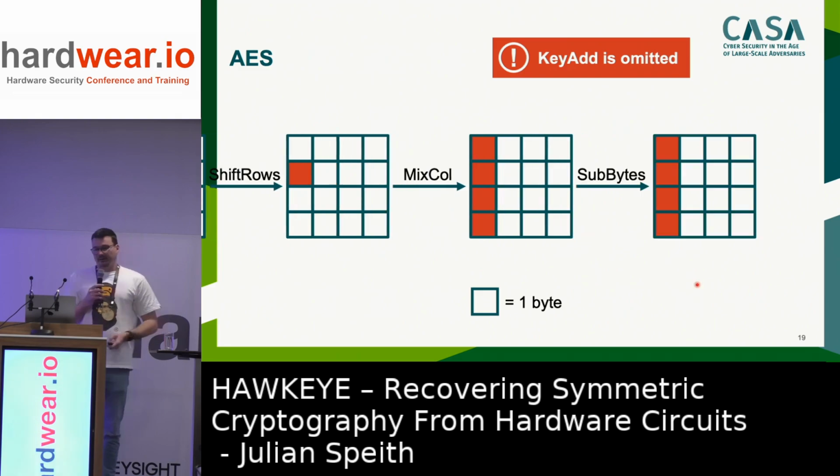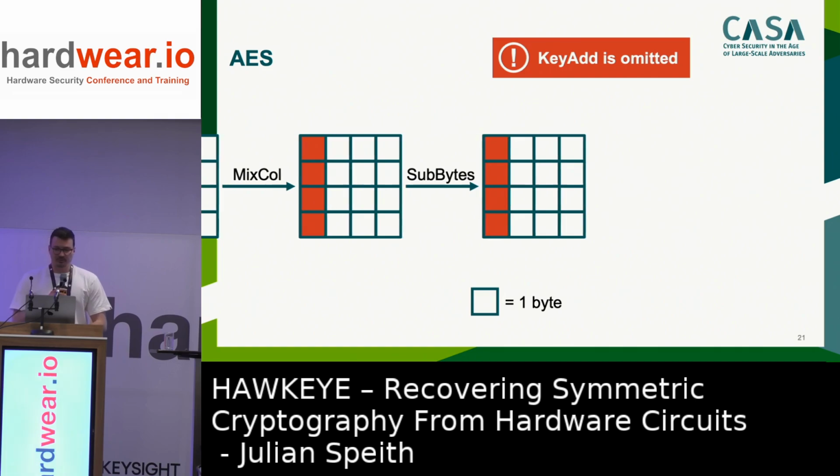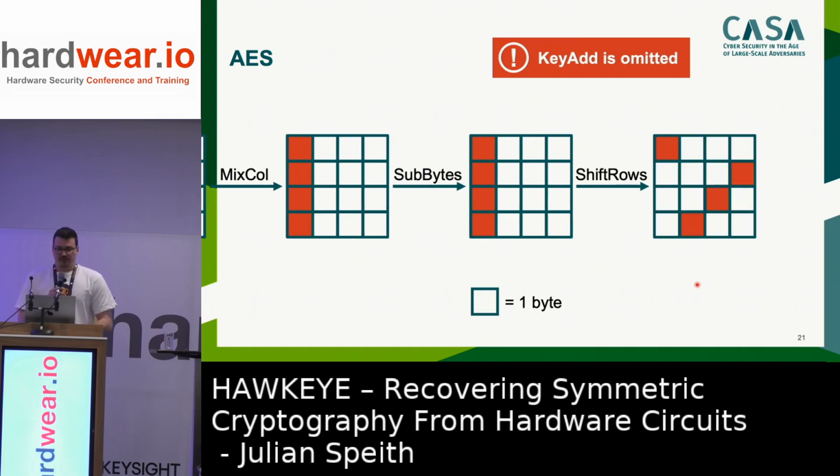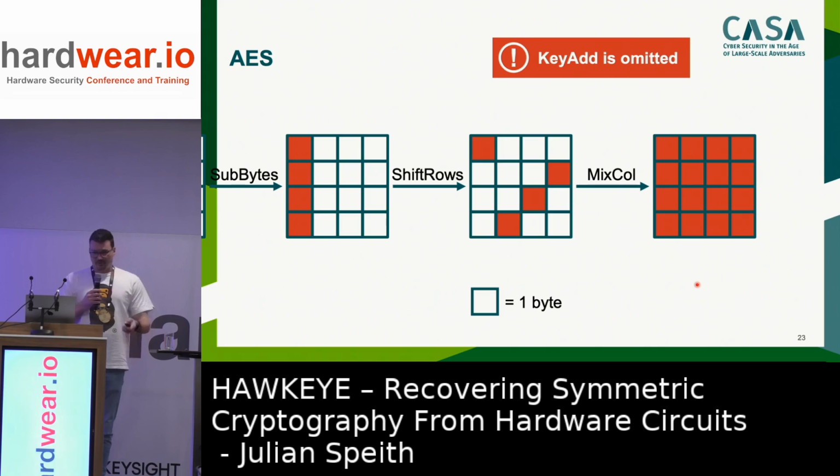We do have another SubBytes, which changes the bytes but doesn't propagate any further. Then we shift the rows again, and now you see that each row is shifted by a different amount. And in the next step, we have MixColumns again. You can probably guess what happens, the changes are all over the place.